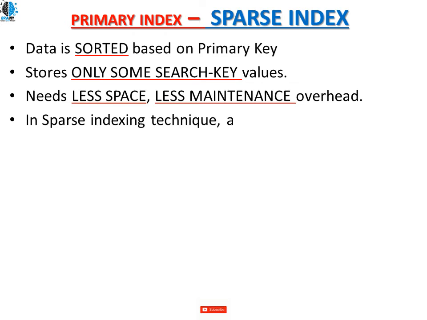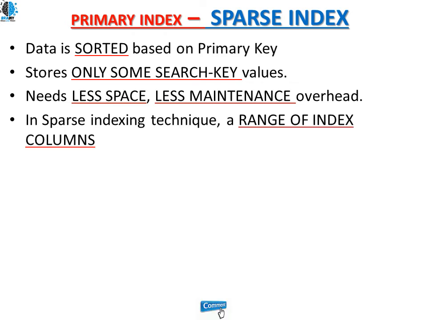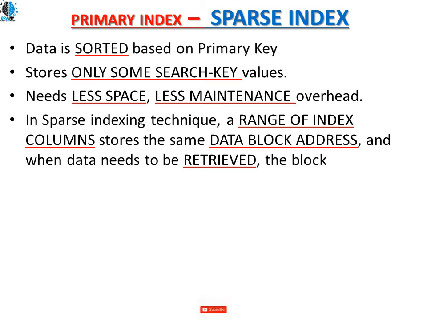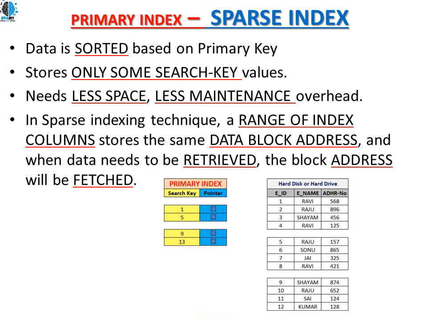In a sparse indexing technique, a range of index columns stores the same data address, and when data needs to be retrieved, the block address will be fetched. What does it mean? Only a range of that particular data will be stored in the sparse index, not all the content. Let's see this example.